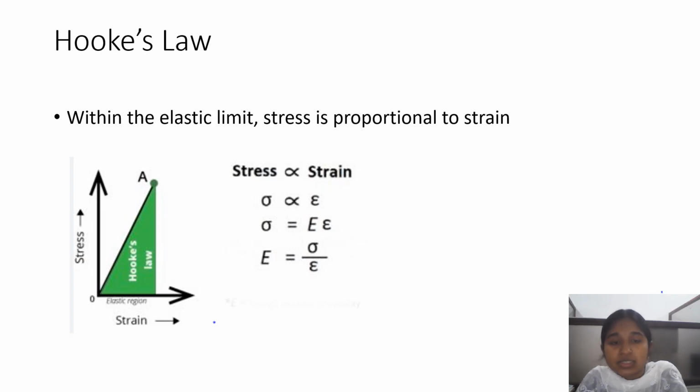That is, stress is represented by the letter sigma and strain is represented by the letter epsilon. So, to remove the proportionality symbol, we will use the proportionality constant E. So sigma is equal to E into epsilon, and E is equal to sigma by epsilon. If you look into the graph, you can understand that stress is proportional to strain, and that is called Hooke's law. And Hooke's law is valid only within the elastic limit.